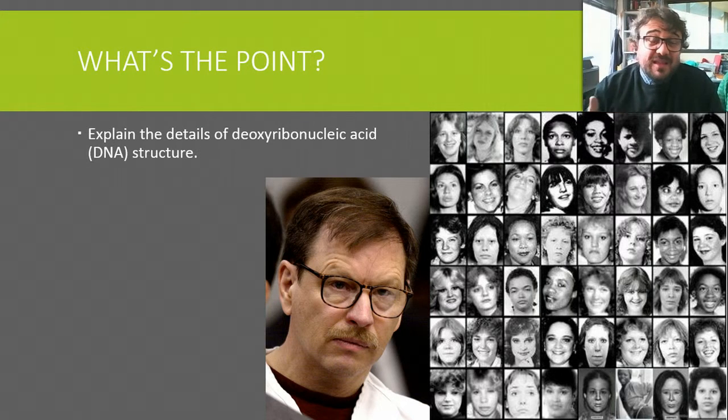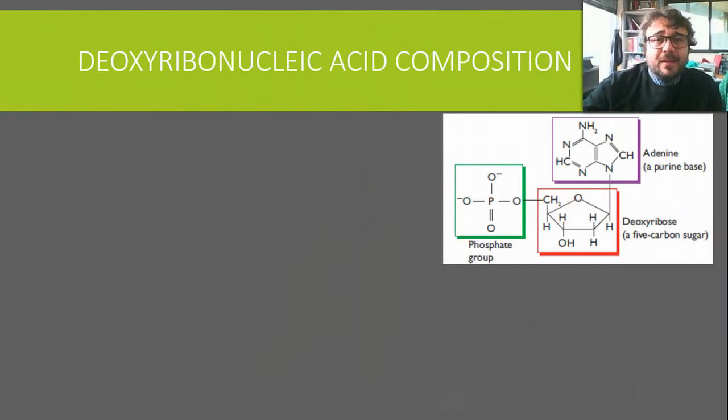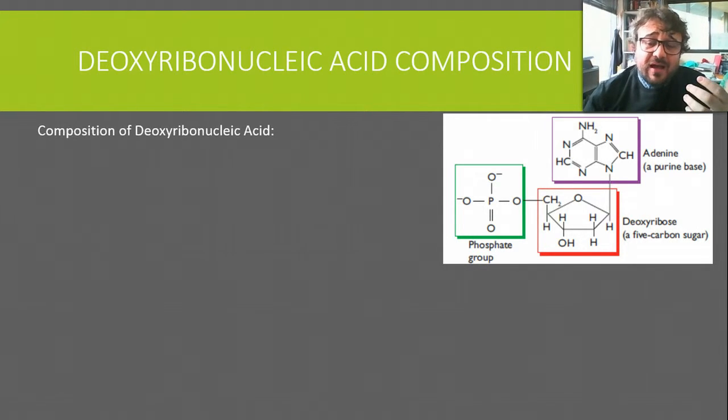So by the end of this, you should be able to explain the details of the deoxyribonucleic acid, and you would also be able to outline how a change in technology allowed the conviction of the Green River Killer, Gary Ridgway. Alright, so deoxyribonucleic acid, which we are now going to call DNA, what is it made of?